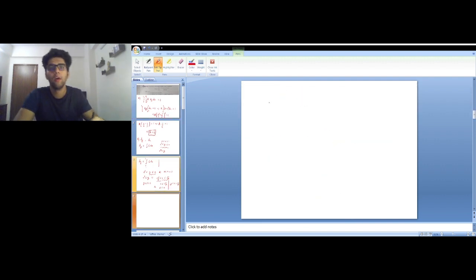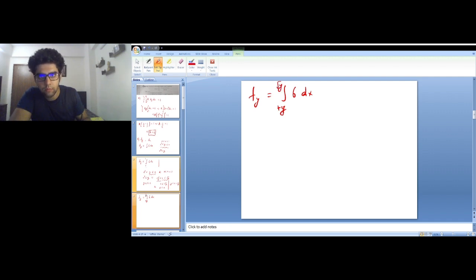So finally, for finding f of y, I have 6 dx, and this lies between y and root y. So this gives me 6x, where my limits are y and root y. So finally, I'll be getting f of y equal to 6 root y minus y. Right.